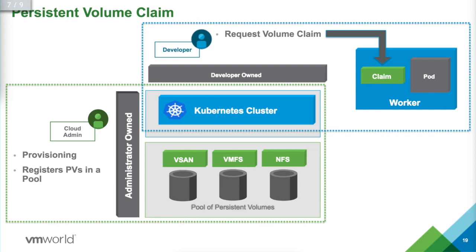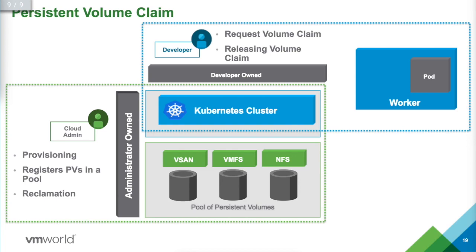The developer can also opt to release a volume claim in case his pod does not need any more access to this precious resource. Once the persistent volume is released by the developer, the volume goes back to the available pool. This is the reclamation process, as shown in the slide. If a different developer needs to access a persistent volume for his or her pod, the same process with claim and allocation will apply.